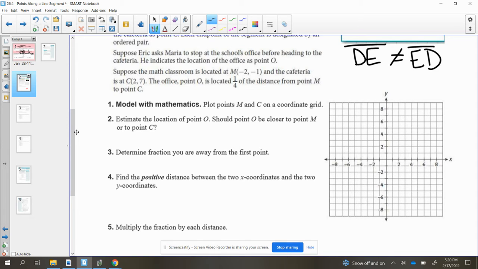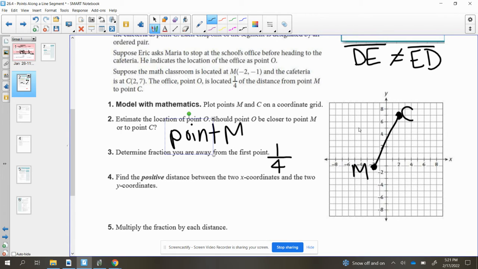So, Maria starts at (-2, -1), the location of her math class. And she's going to move then to the cafeteria, which is located at (2, 7). So what she's going to do is she is going to move 1/4 of that distance. Now, we can kind of assume that this is going to be closer to point M because 1/4 of the way, that's not even going halfway between the math classroom and the cafeteria. And again, the fractional distance we're going to be away from that first point is 1/4 of the way.